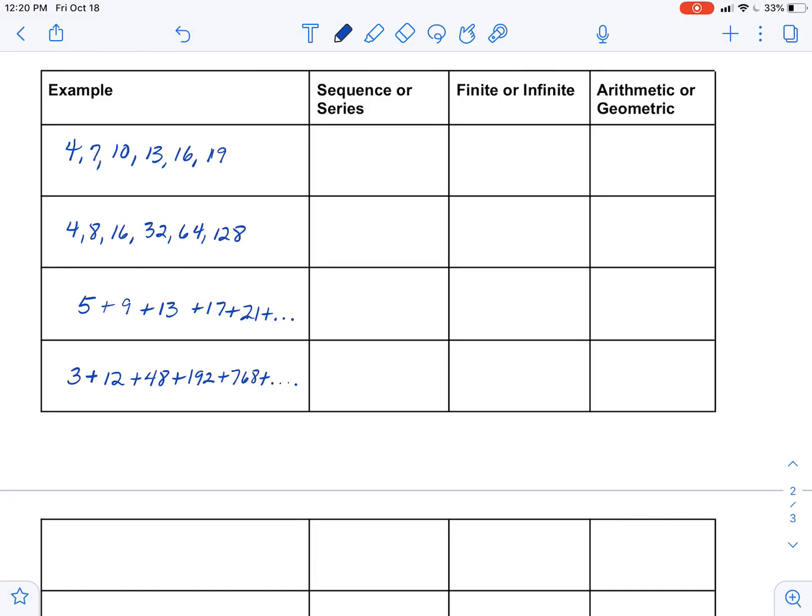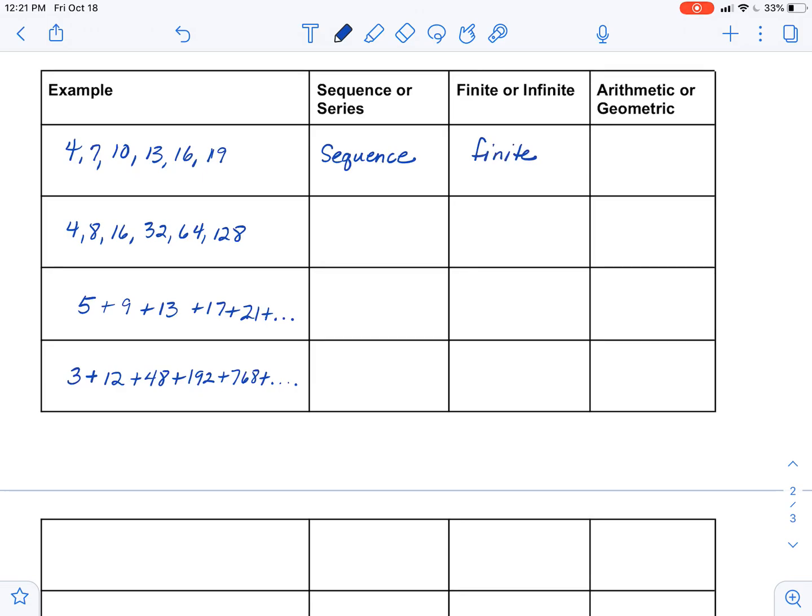Okay, so let's look first at the first one. Is it a sequence or a series? Again, the series is the sum of, and that is not a sum of. So this one is a sequence. Is it finite or infinite? Well, it doesn't have the continuation dots, so it is finite.